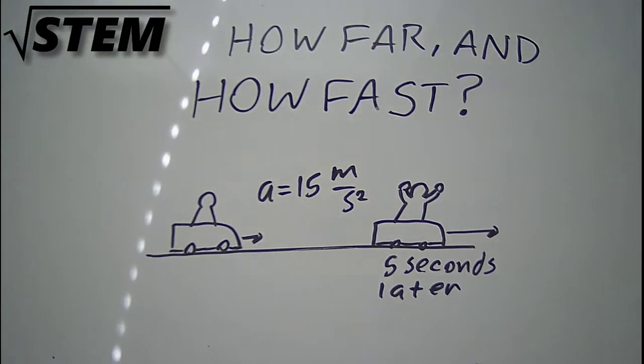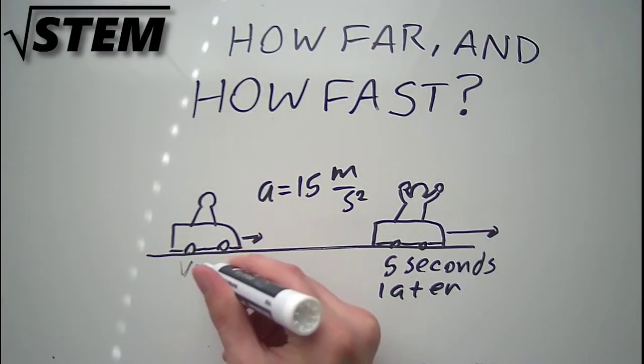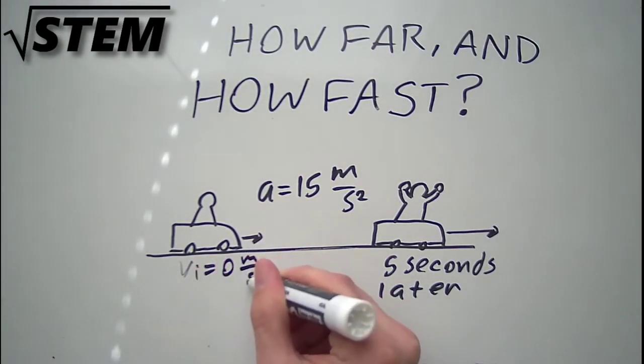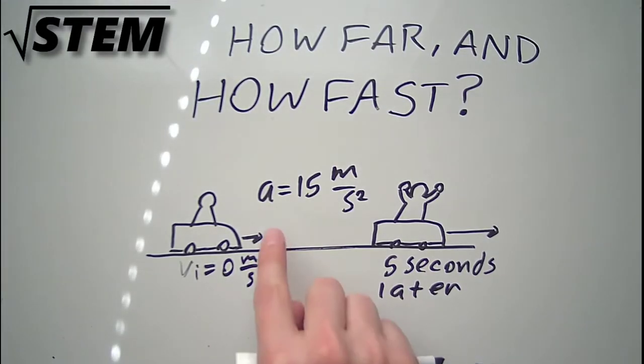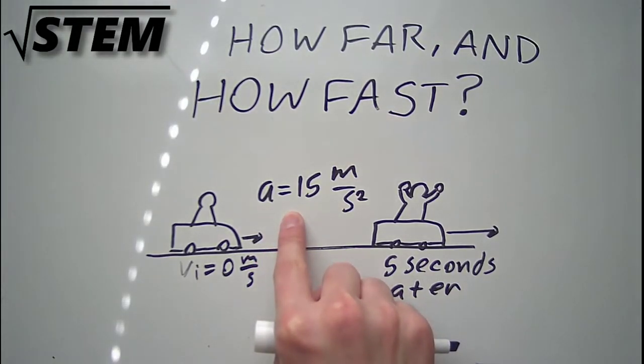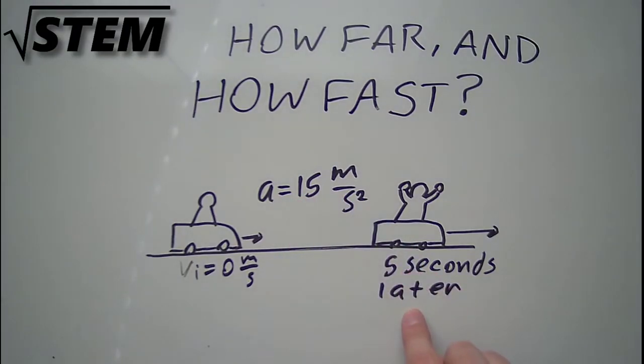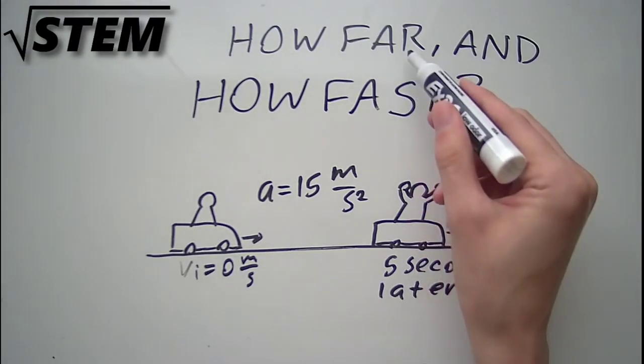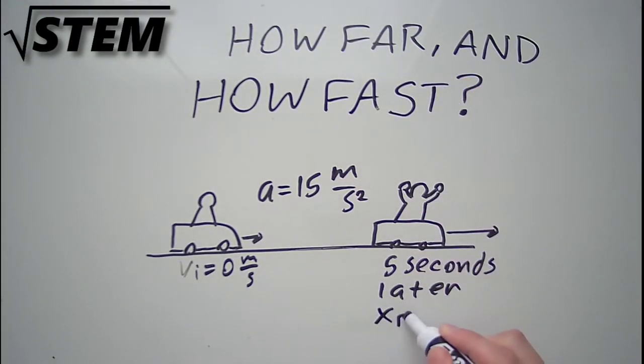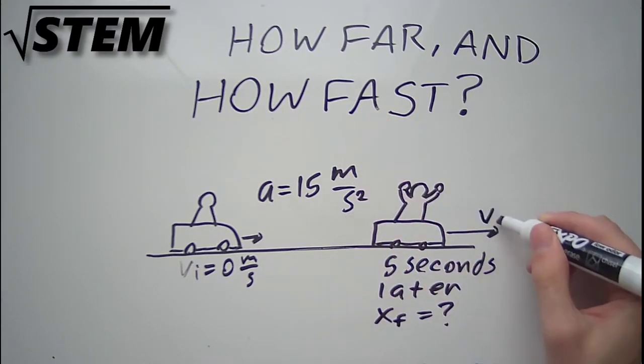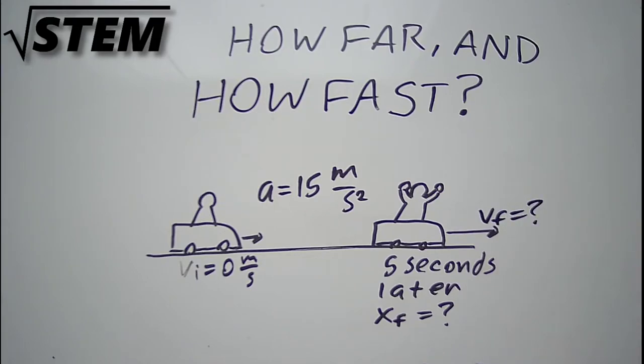So if we're on a roller coaster that starts at rest, the initial velocity will equal 0 meters per second. It accelerates at 15 meters per second squared for a duration of 5 seconds. Then how far are we going to travel? The final distance, what will that equal? And how fast will we be going? The final velocity will equal what? Alright, let's get started.